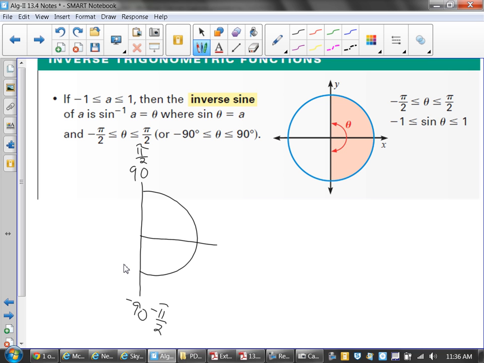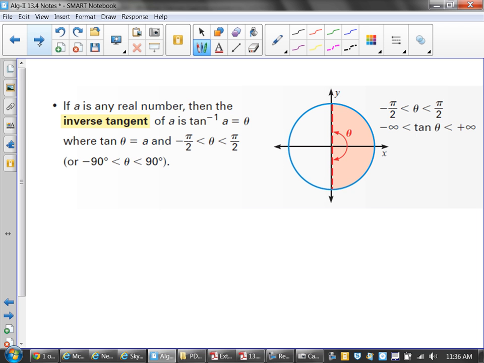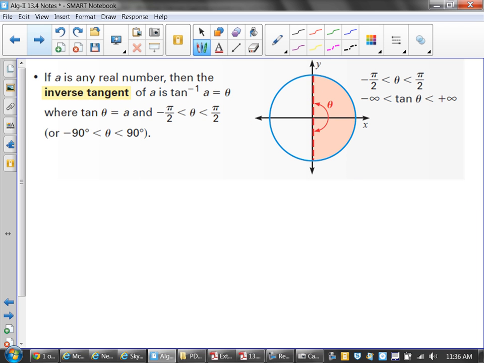The last one then to worry about where it's being looked at is tangent. And the reason why we look at tangent in the first and the fourth quadrant is, well, one of the main reasons is what is the tangent of 90 degrees? What's the tangent of pi over 2?